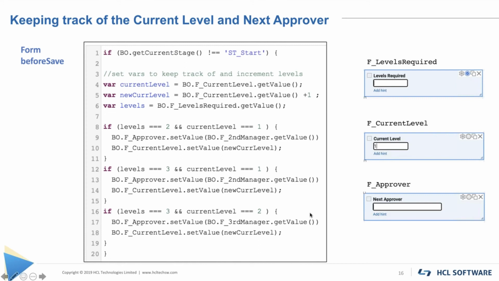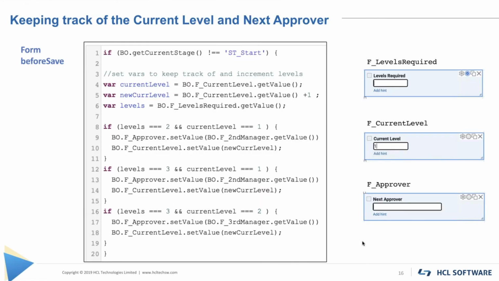But there's a little bit of JavaScript here, and what I'm doing is I'm just keeping track of these 3 variables. So the levels required, which we determine up front, and then the current level, and then the next approver. So these simply say, okay, if 2 levels are required and the current level is 1, then move the current level to new current level, which is current level plus 1, and go get the second manager, and so forth and so on. So it may look scary, but this is actually fairly simple.